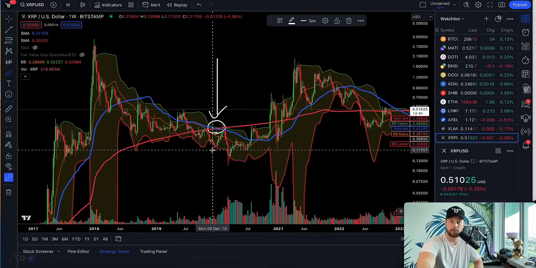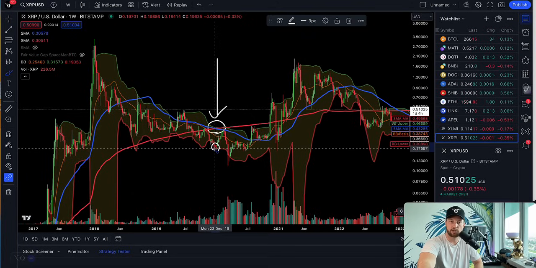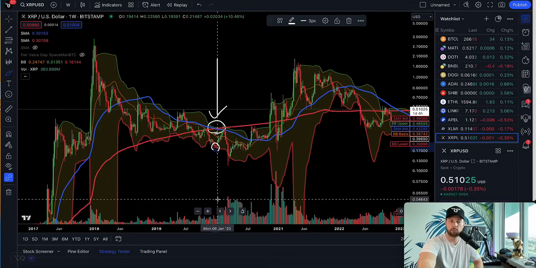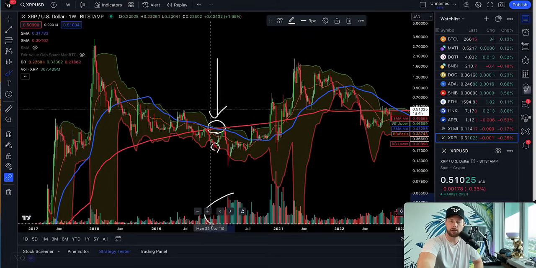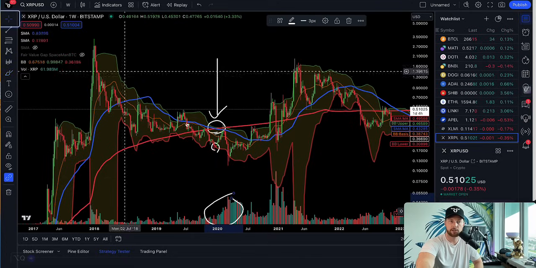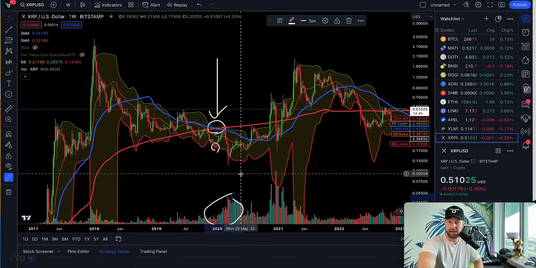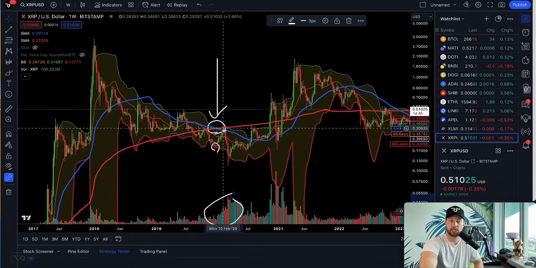Now, we saw that happen. XRP dipped down to the lower portion of the Bollinger Band. We also see the volume pick up after that. You guys can see right here on the lower portion of the screen, the volume, massive amounts of liquidity started flowing into XRP right here. And we came back up to the upper portion of the band.